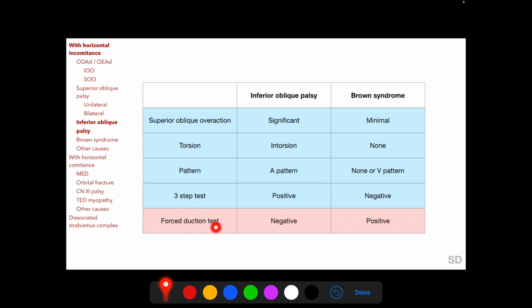However, the forced duction test will be negative in inferior oblique palsy, which will be positive in Brown syndrome. But in Brown syndrome, we will not find superior oblique overaction with torsion or A pattern, and the three-step test will be negative. However, in Brown syndrome, we may find a V pattern as we have just described.